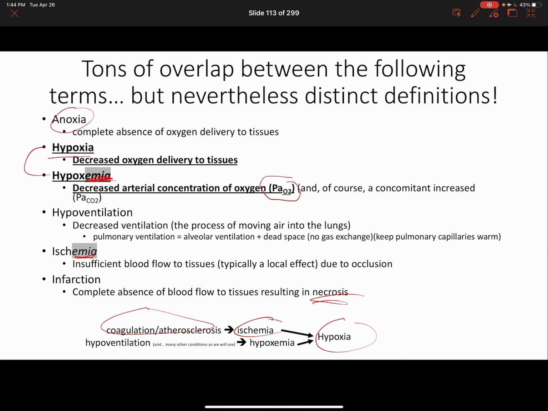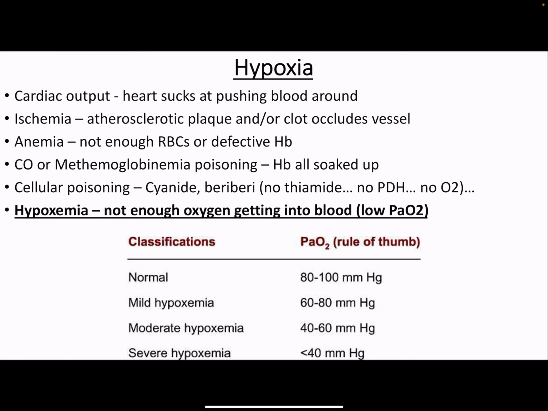Alternatively, hypoventilation and the other conditions, high altitude, VQ mismatch, shunt, and diffusion issues like interstitial lung diseases, could lead to hypoxemia, low arterial oxygen blood content, which could lead to an absence or deficiency of oxygen content in the tissues. Just to really make sure everyone has the terms clear.